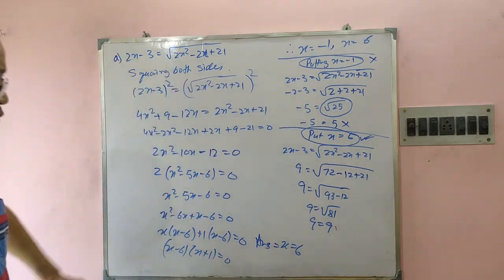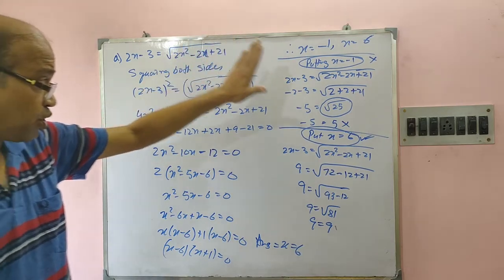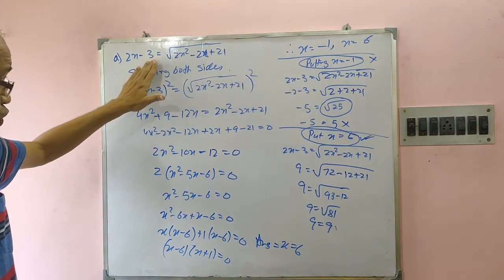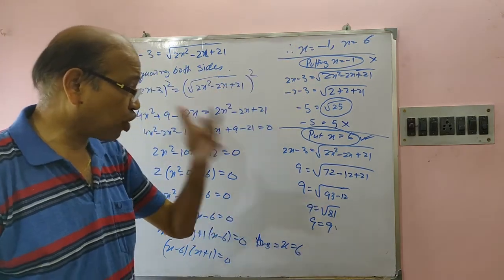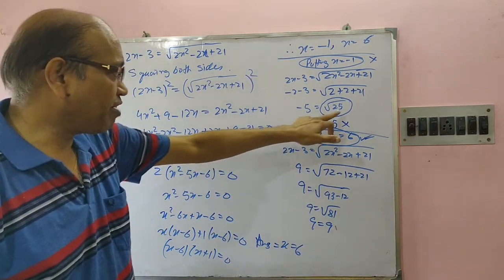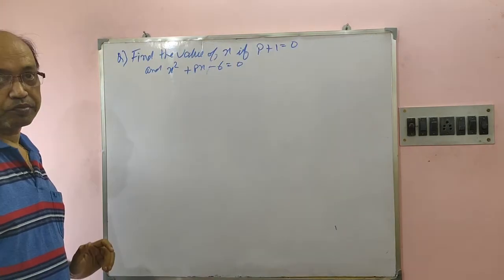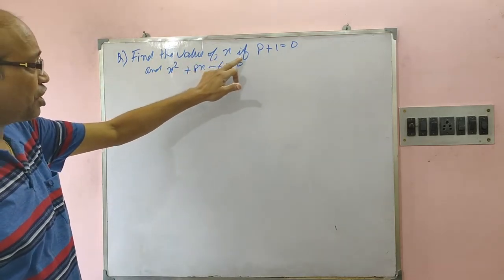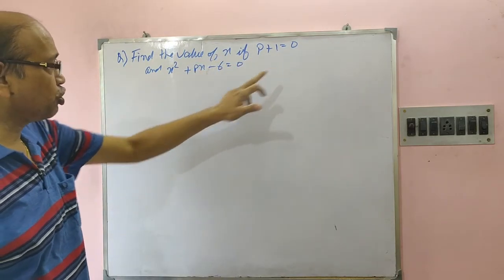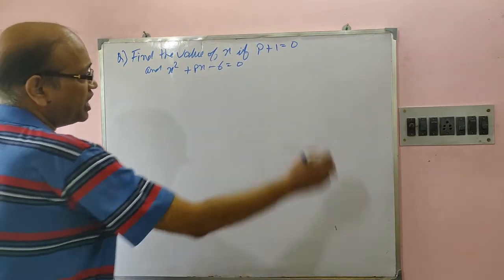So remember, whenever you get the values for square root questions, you have to put the values in the question and see if it solves your answer, we always take the positive value. Is it clear? The next question, find the value of x if p plus 1 is 0 and x square plus px minus 6 equals to 0.